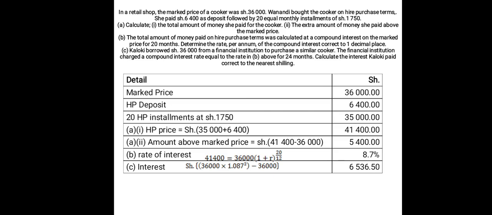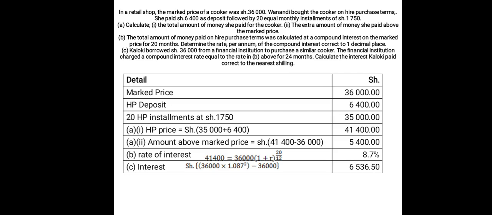B. The total amount of money paid on hire purchase terms was calculated as compound interest on the marked price for 20 months. Determine the rate per annum on the compound interest correct to one decimal place. C. Kaloki borrowed 36,000 shillings from a financial institution to purchase a similar cooker. The financial institution charged a compound interest at the rate of B above for 24 months. Calculate the interest Kaloki paid correct to the nearest shilling.